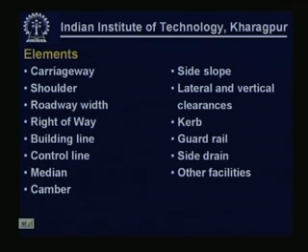Let us have a look at the elements we will cover under cross-section elements. Carriageway, shoulder, roadway width, right of way, building line, control line, median, camber, sides, lateral and vertical clearances, curb, guardrail, side drain and also other facilities.